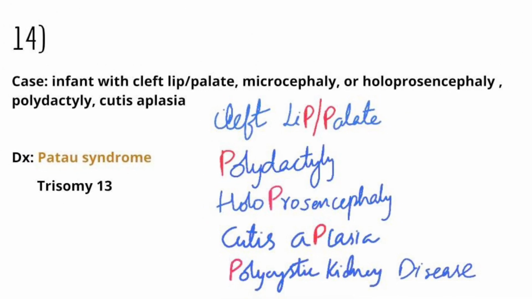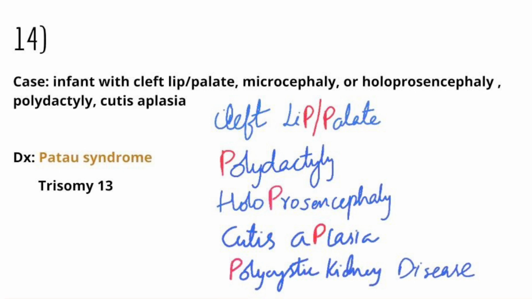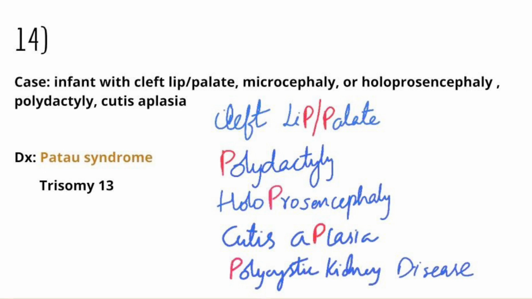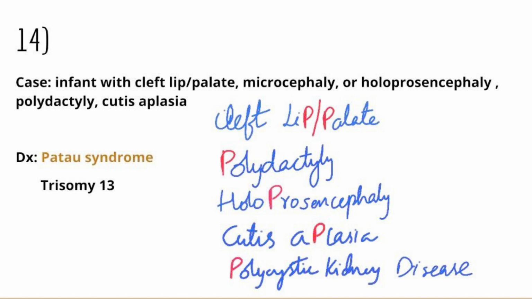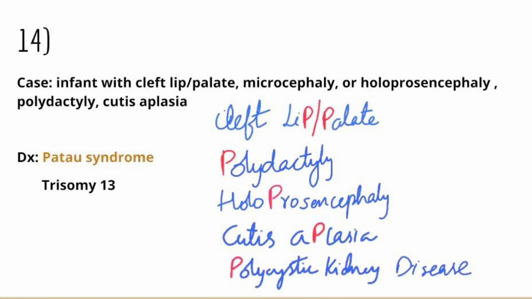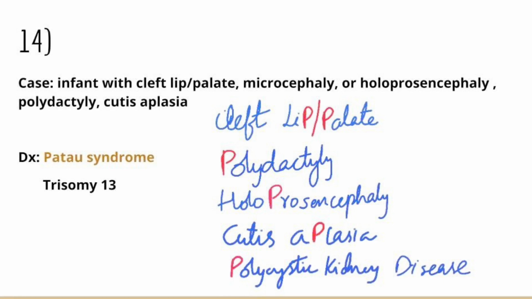The findings which we can see in Patau's syndrome are severe intellectual disability, rocker bottom foot, microphthalmia, microcephaly, cleft lip or cleft palate, holoprosencephaly, polydactyly and cutis aplasia. These are the most common and main indicators of Patau's syndrome, and congenital heart disease is also present in Patau's syndrome along with polycystic kidney disease and omphalocele.